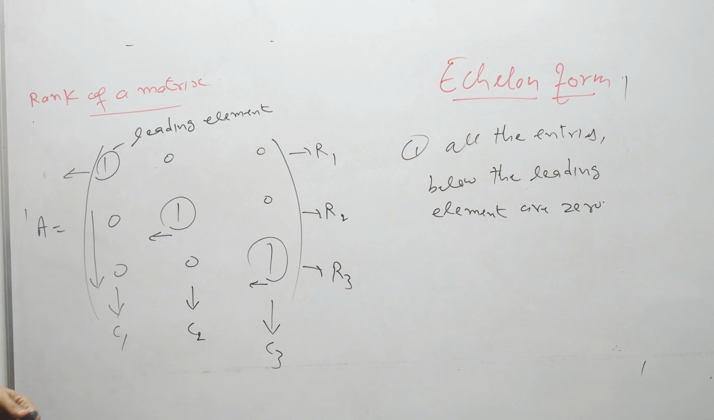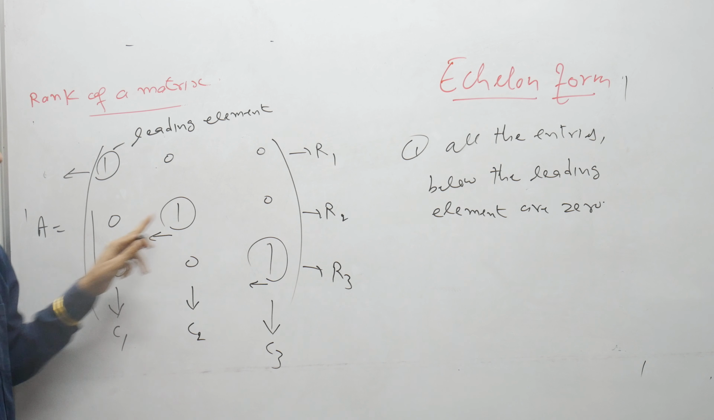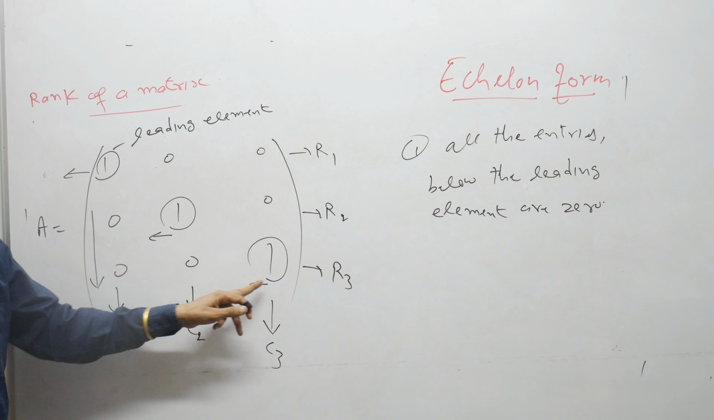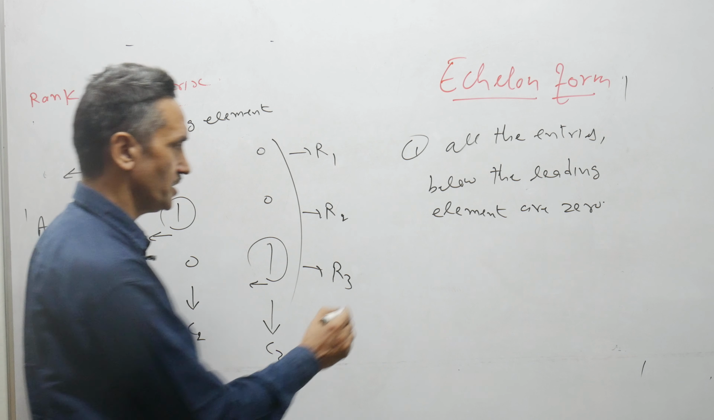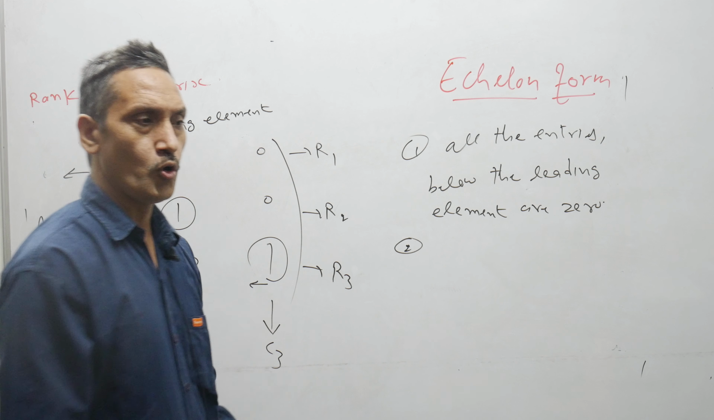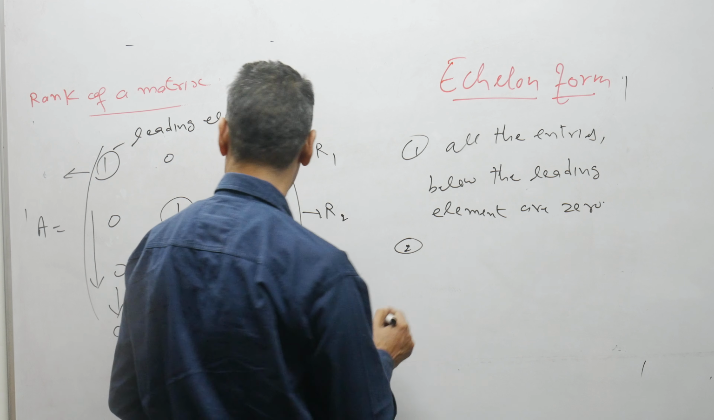Now what we observe? The number of zeros in each row is increasing by 1, at least by 1. So there is no 0 in first row, there is 1 zero in second row, and there are 2 zeros in third row. So this is the second condition of echelon form of a given matrix.